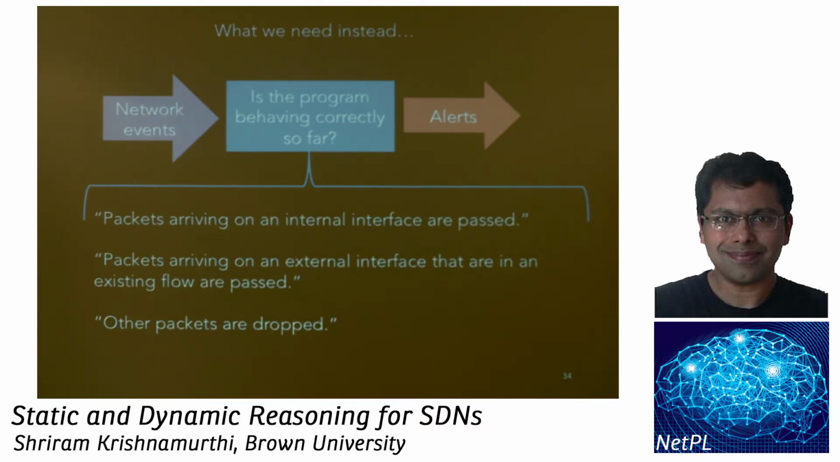So for example, in a firewall, we might have properties like this. A packet arriving on an internal interface is passed through. Packets arriving on an external interface that are in an existing flow are passed through, and all other packets are dropped. So, a conjunction of these three properties. That's what I really want. That's a basic description of what the correctness of a firewall is.